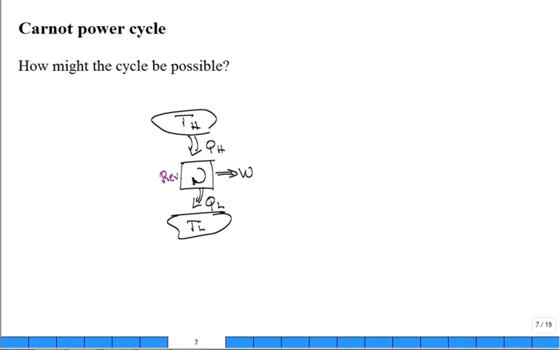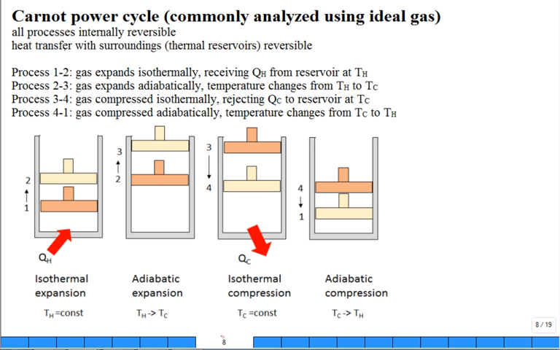So we have a Carnot power cycle. It's conceptual. But what goes inside this box to make it work? Is there any sort of way that it could actually physically work in practice? How might it be possible? Well, it is possible, and it's possible by a few different schemes. The most common is to analyze the Carnot power cycle using the working fluid being an ideal gas trapped in a piston cylinder assembly. And we're going to undergo processes 1 to 2, 2 to 3, 3 to 4, 4 to 1.